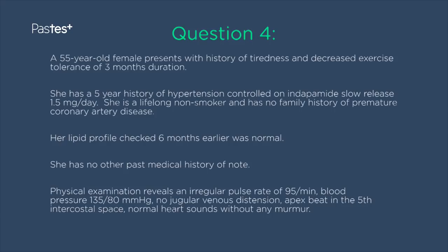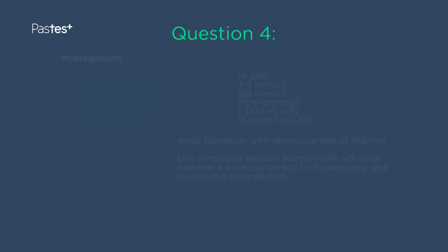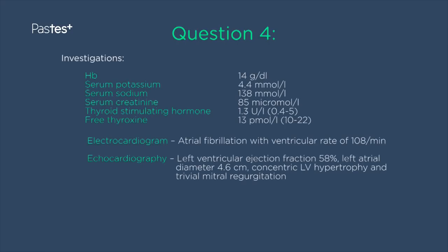Physical examination reveals an irregular pulse of rate 95 beats per minute with a blood pressure of 135 over 80 millimeters of mercury. No jugular venous distension was noted, and an apex beat in the 5th intercostal space was palpated. Her normal heart sounds were detected without the presence of any murmur. These are results of some haematology and biochemical investigations.